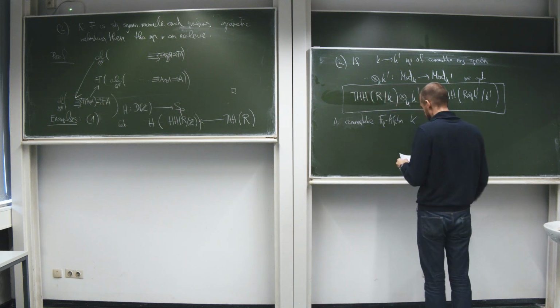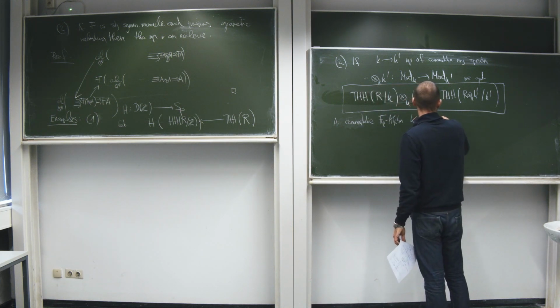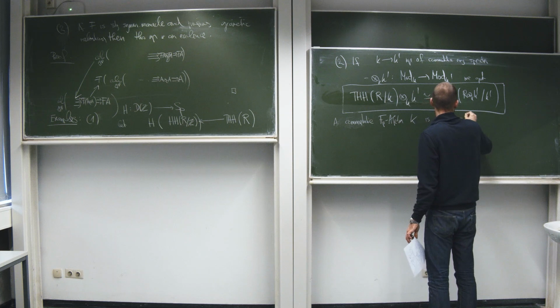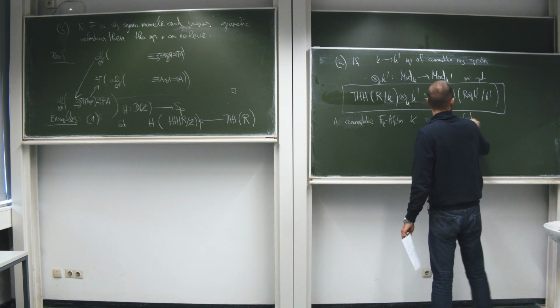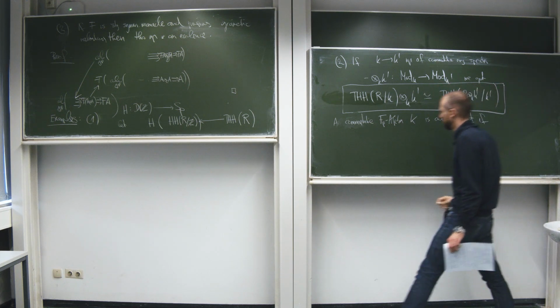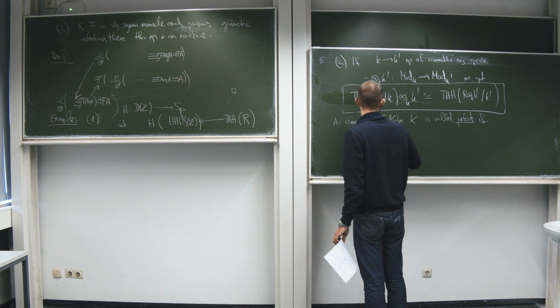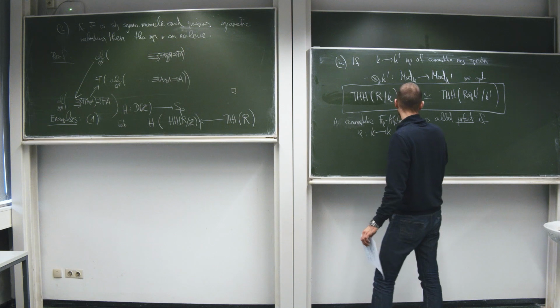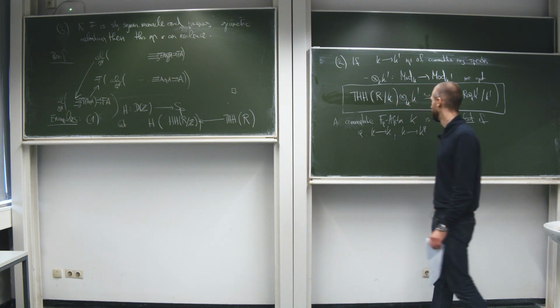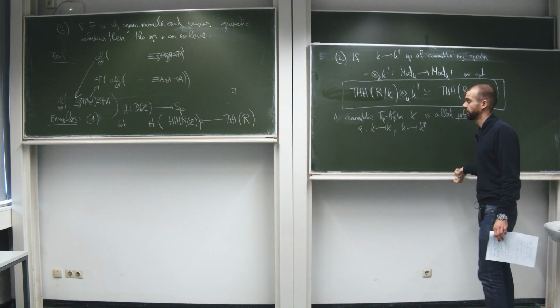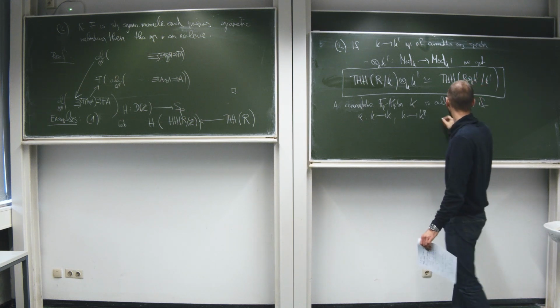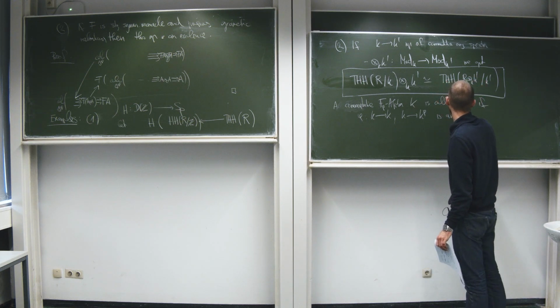Commutative F_p-algebra K is called perfect if the Frobenius endomorphism phi from K to K, which sends little k to k^p, because we are in characteristic p, this is a ring homomorphism, is an isomorphism.